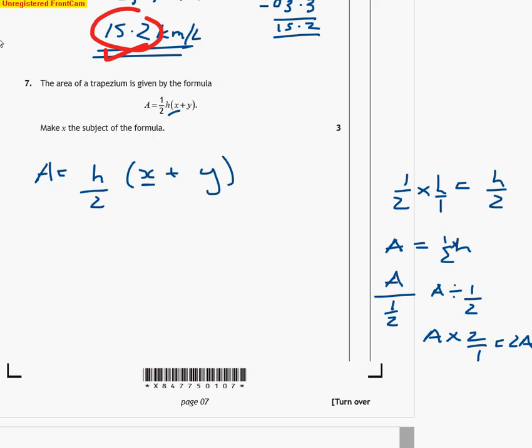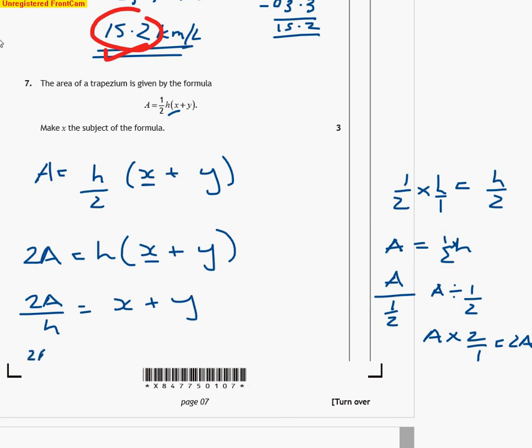So yeah, let's move that 2 over. So we'll get 2a is equal to h times x plus y. And then we're doing h times, so we do h divide to undo that. That's our x plus y. And then we're doing take away y. So now we need to do 2a over h, take away y. But the important thing here is to put a bracket around this, okay? We're doing all of that together and then taking away y. It wouldn't be right if everything, like for example, if we wrote this, that would not be right.